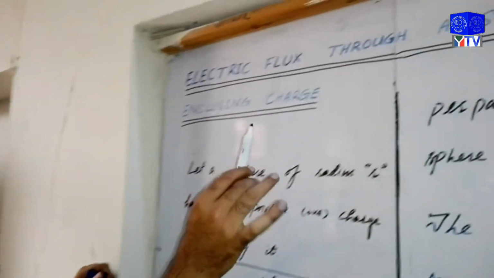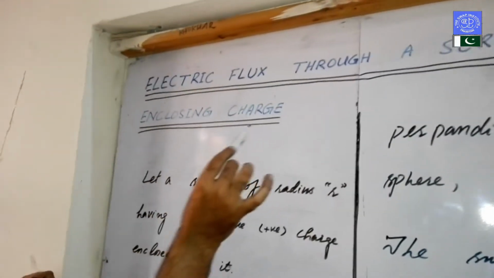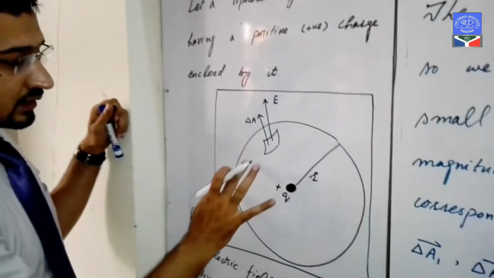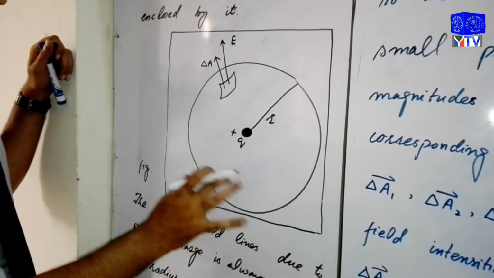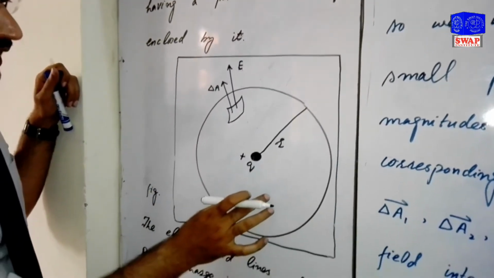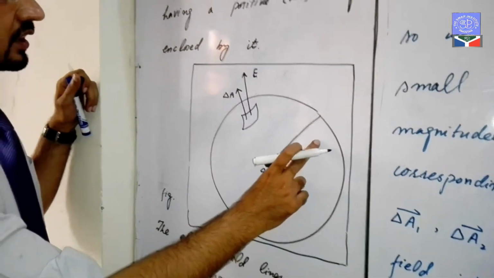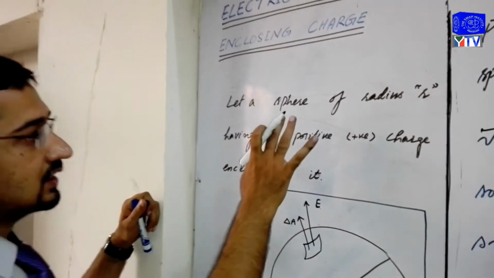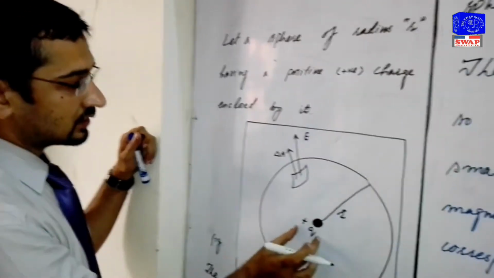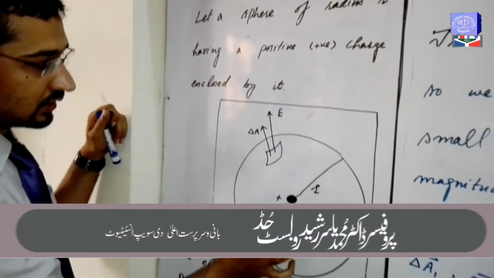Our topic is electric flux through a surface enclosing the charge. Basically, this one is the sphere, and charge Q is enclosed by that sphere having radius r. This is the explanation: the sphere of radius r has a positive charge, and this is the positive charge enclosed by it.